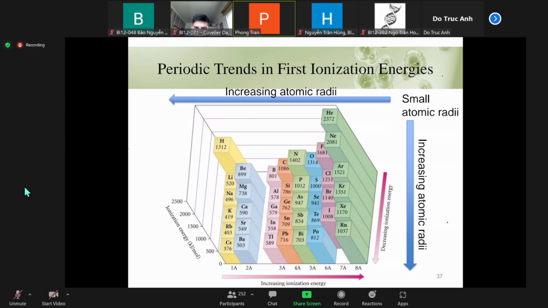Remember that if the atom or ion gets bigger, that means the outer electron gets farther from the nuclei. So that means the interaction of that electron with the nuclei gets weaker. So it also means this electron can be easier to remove. So that means the ionization energy, that energy you need to put inside to remove this electron, gets smaller. Okay.